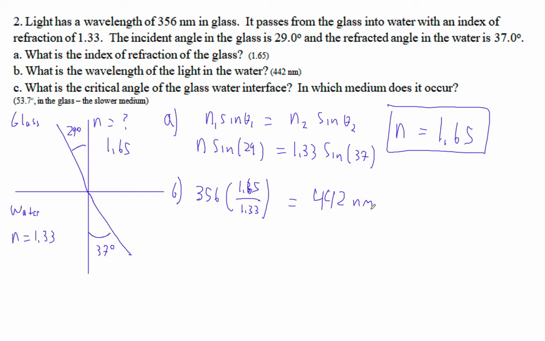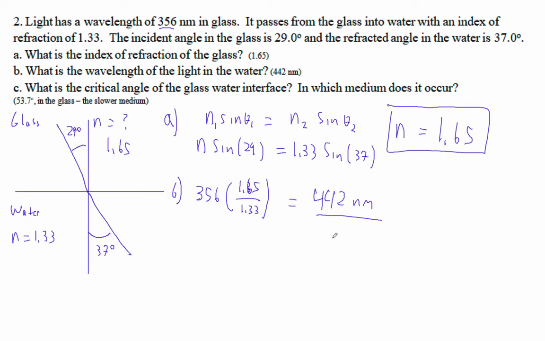Now, if you don't believe that, the other way to do it is incredibly painful. Okay, we know that it's 356 in the glass, right? So we have to figure out the wavelength in the glass, right? Then we have to figure out the velocity in the glass. Then we have to figure out the frequency. That same frequency occurs in the water. Then we have to figure out the speed in the water. And then we figure out the wavelength in the water, okay? Trust me, you will get 442 nanometers if you do that.